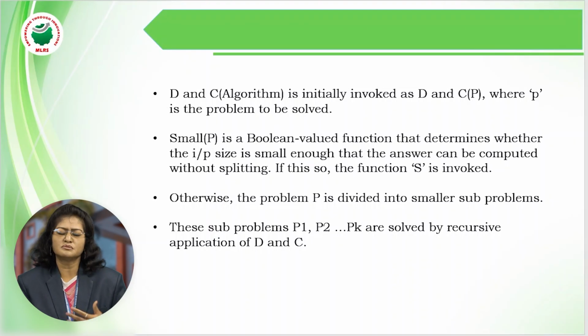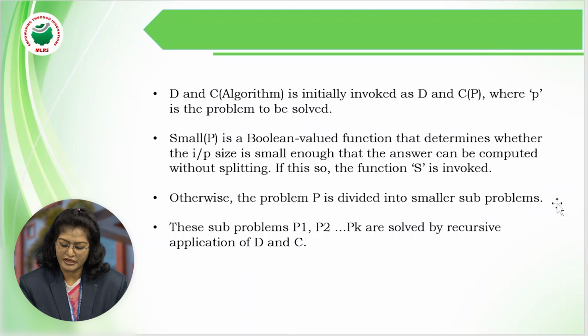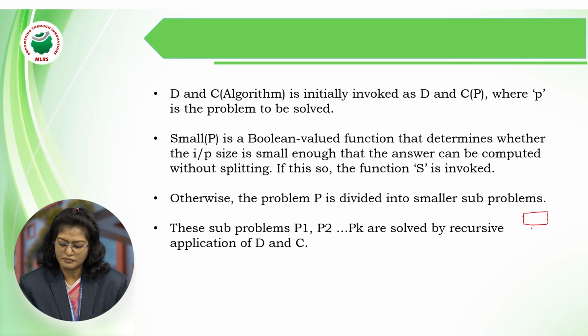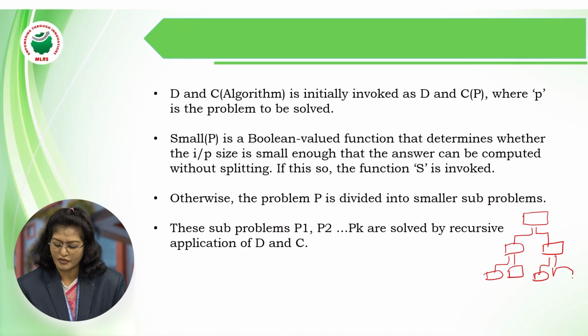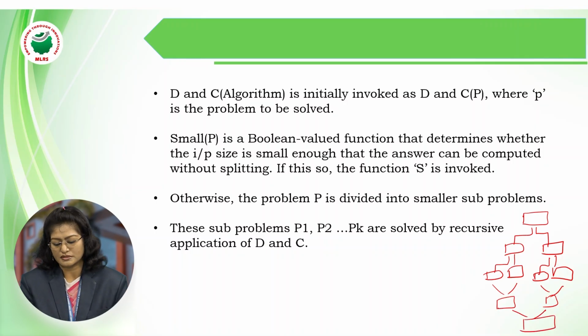In some textbooks, this is also called the D and C algorithm. P is called the problem that we are going to solve. The problem is divided into two halves, this is again divided into the next two halves, and then these are combined and made into a whole. This is how the process moves on.